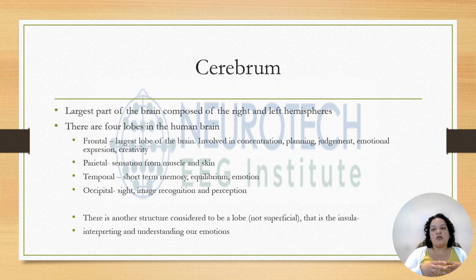So for example, the frontal lobe is the largest lobe of the brain, and this one is highly connected with the adjacent lobes. The main functions are concentration, planning, judgment, emotional expression, and creativity. And then we have the parietal lobe that we know is for sensory. Sensation from muscle and skin is going to go to the parietal lobe in the cortex. And then we have the temporal lobe, which is for short-term memory, equilibrium, and emotion.